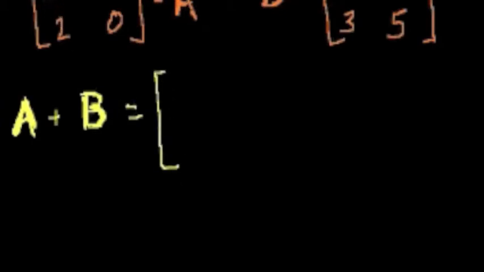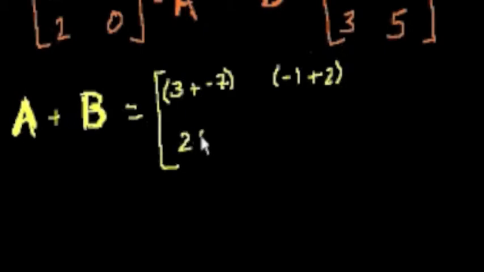Well, you add the element that's in row 1, column 1 to the element that's in row 1, column 1, right? So it's 3 plus -7. That'll be the 1, 1 element. Then the row 1, column 2 element will be -1 plus 2. Let me put parentheses around them so you know these are separate elements. And you could guess how this keeps going. This element will be 2 plus 3. And this last element will be 0 plus 5.